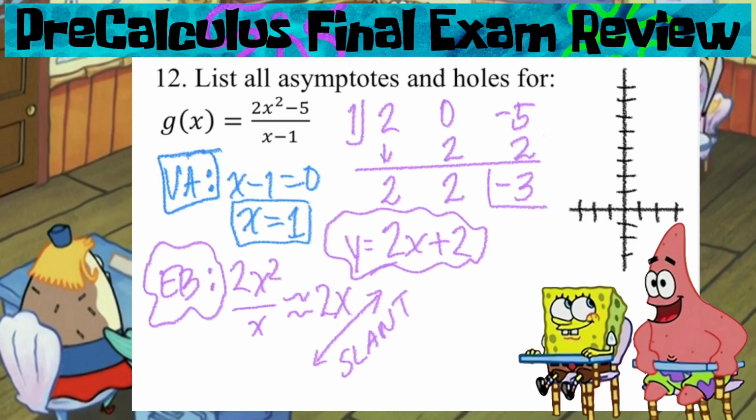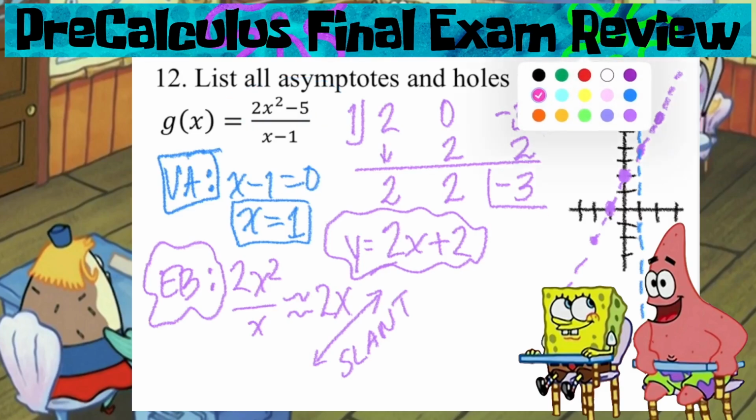Okay, now I will draw. Sorry for that. 2x plus 2. There's the y-intercept. Up 2 over 1. Down 2, left 1. There's your slant, okay? Your vertical, right there. Now, for your x-intercepts, okay?